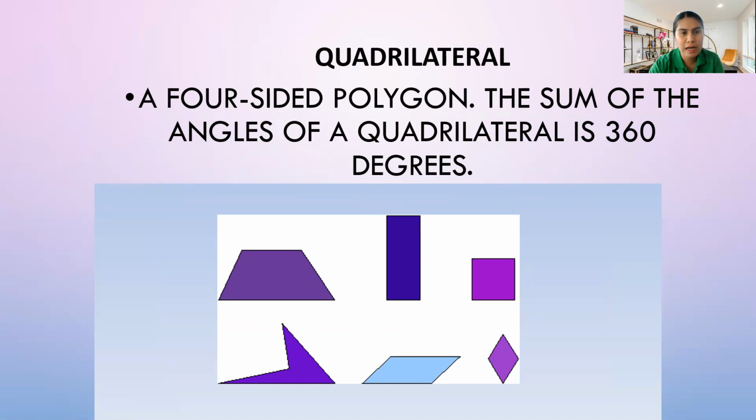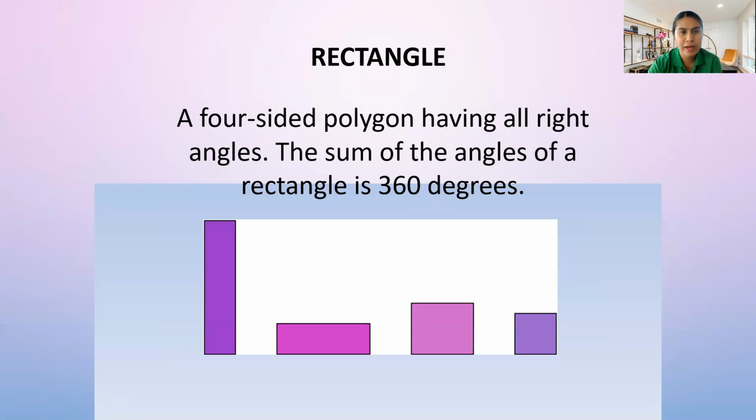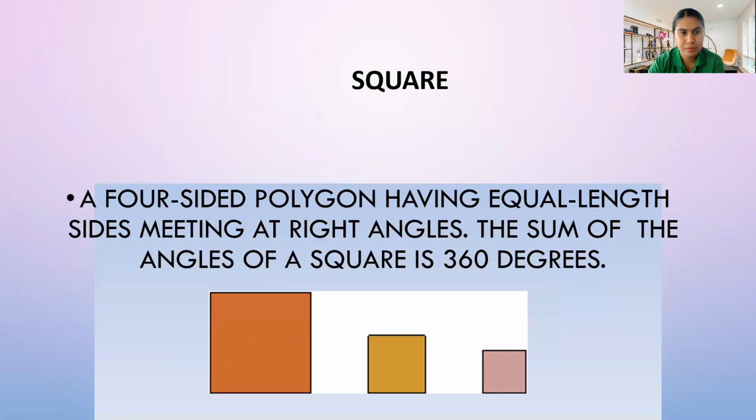The sum of the angles of a quadrilateral is 360 degrees. Example, rectangle. A four-sided polygon having all right angles. The sum of the angles of a rectangle is 360 degrees. Square, a four-sided polygon having equal length of sides meeting at right angles. The sum of the angles of a square is the same as a rectangle, 360 degrees.